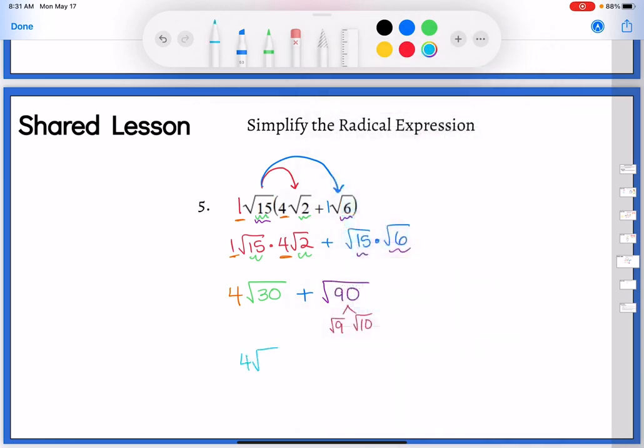It's going to stay as 4 radical 30. My second one, the square root of 9 is going to become 3, and then the square root of 10 can't be simplified, so that second one becomes 3 radical 10. 4 radical 30 plus 3 radical 10. Notice I'm adding now, so I can't combine them because they are two different radicals. So that's what my answer will look like.